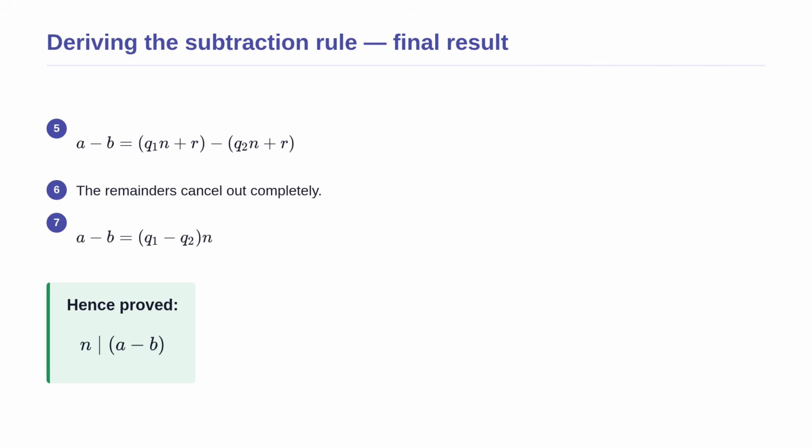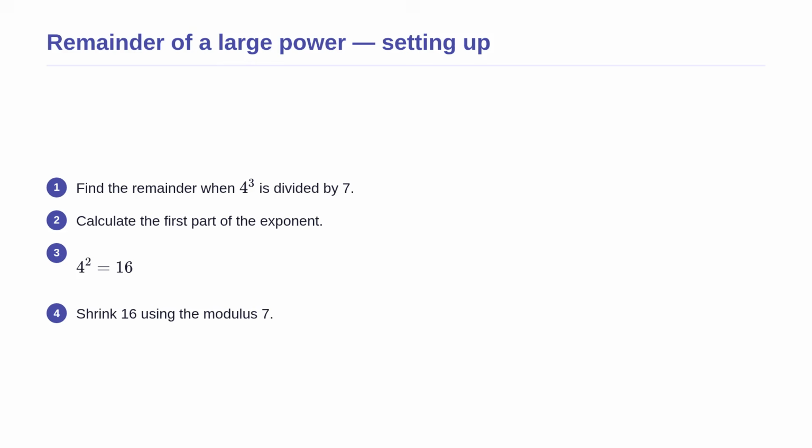Because Q1 and Q2 are both whole numbers, their difference is also a whole number. This proves that A minus B is exactly equal to some integer multiplied by n. This gives us our final result, proving that n perfectly divides the difference. So we have proven our subtraction rule.